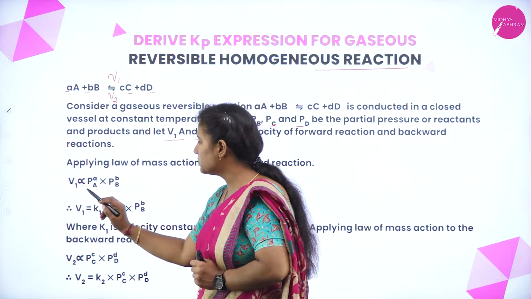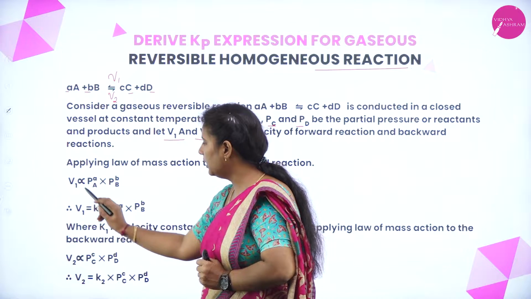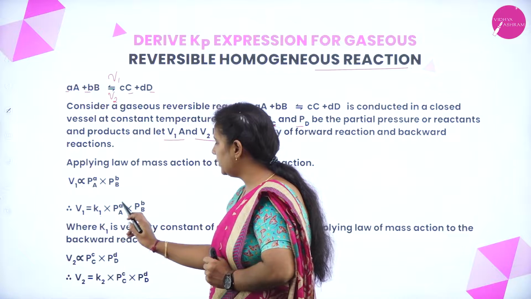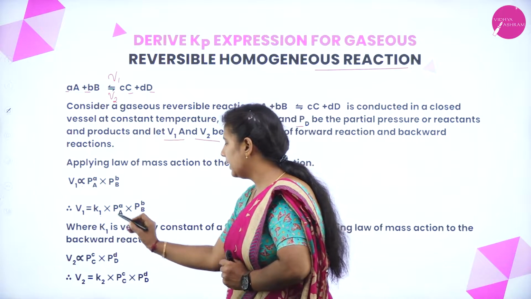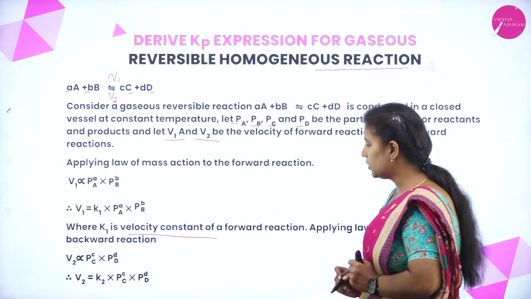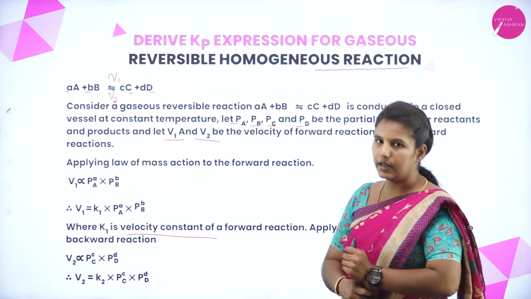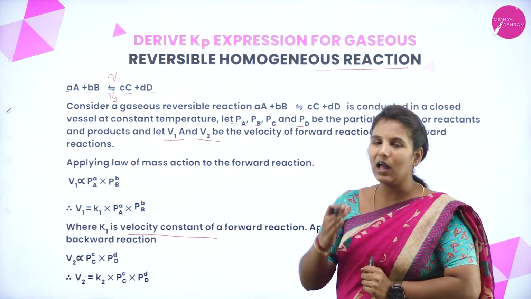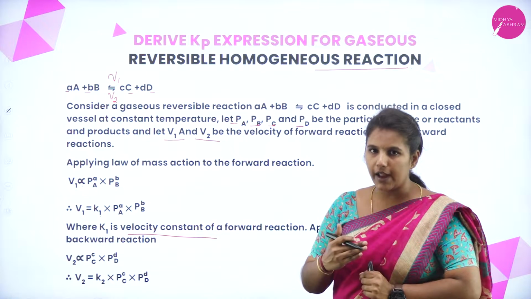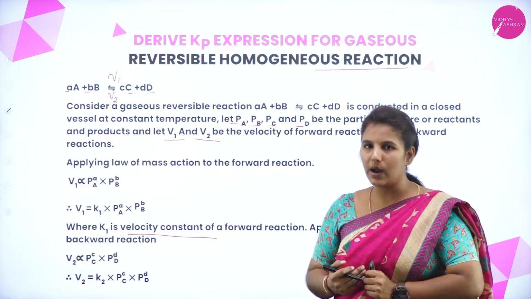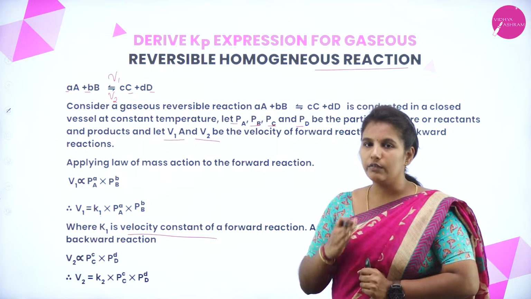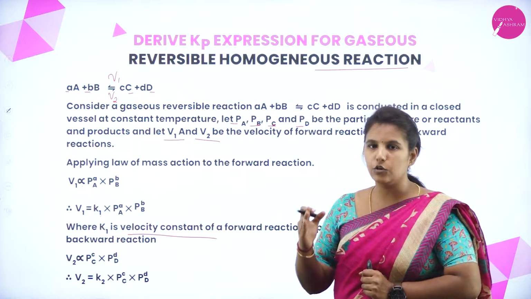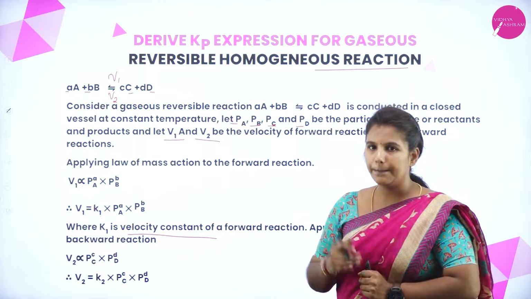In order to remove this proportionality, I will put K1. So V1 is equal to K1 into Pa^a into Pb^b. Then what is K1? K1 is nothing but the velocity constant for the forward reaction. I could apply the law of mass action for both the forward and backward reactions, but just for the forward reaction, V1 is equal to K1 into Pa^a into Pb^b.